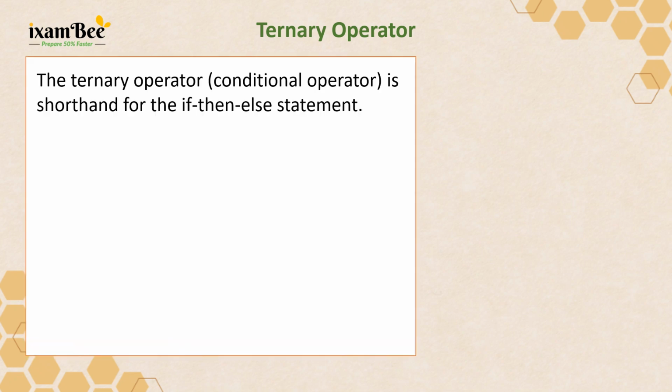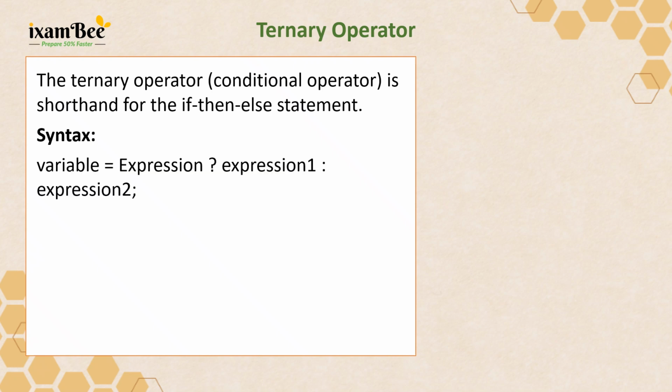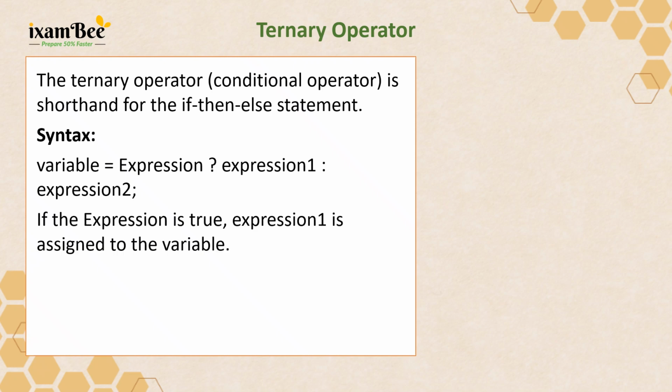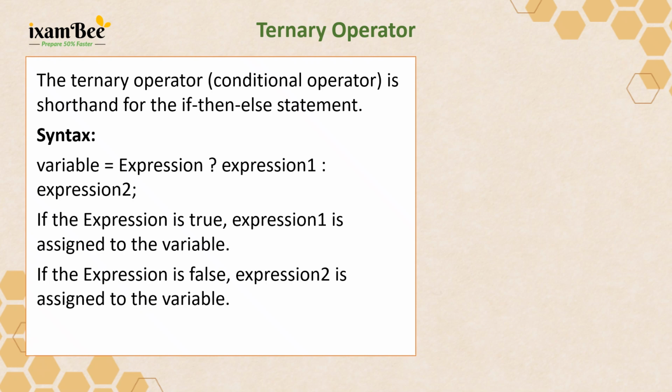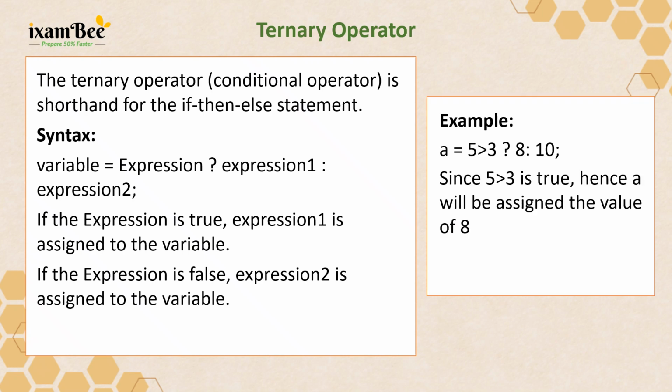The ternary operator or the conditional operator is the shorthand for the if-then-else statement. The syntax would be variable equal to expression question mark expression 1 colon expression 2 semicolon. So here, if expression is true, expression 1 is assigned to the variable. If the expression is false, then expression 2 is assigned to the variable. So in this example, A is equal to 5 greater than 3 question mark 8 colon 10 semicolon. Since 5 is greater than 3 is true, hence A will be assigned the value of 8.